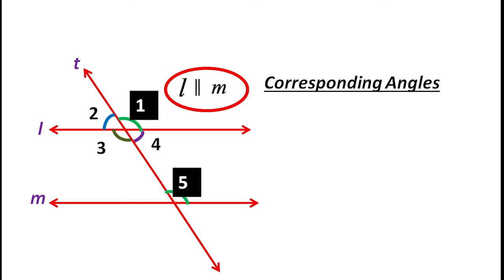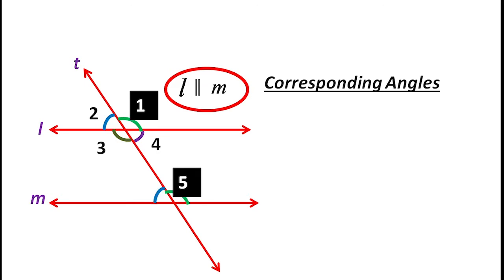How to identify that? See, they are lying on the right side of the transversal. Angle 1 and angle 5 are lying on the right side of the transversal and they are above the parallel lines. Angle 1 is above the line L and angle 5 is above the line M. So angle 1 equal to angle 5 if L is parallel to M. Here L and M are parallel, so angle 1 equal to angle 5.